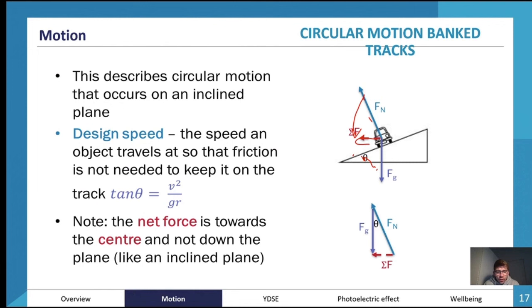So in order to find that angle, we say tan theta is equal to v squared on rg. And to find the angle itself, we say theta is equal to inverse tan of v squared on rg.